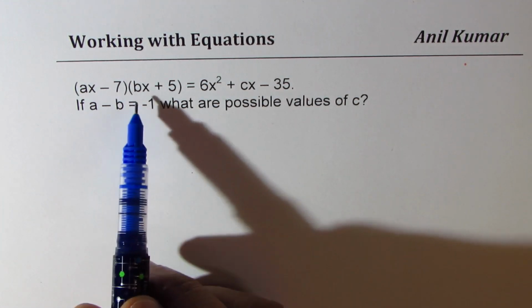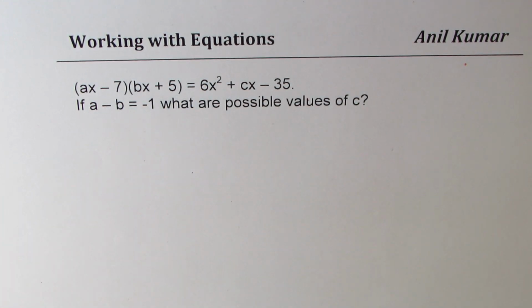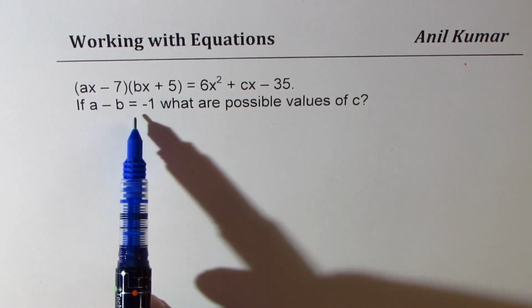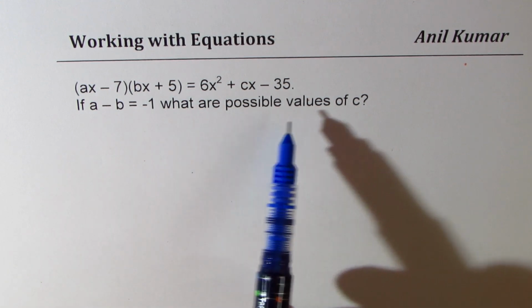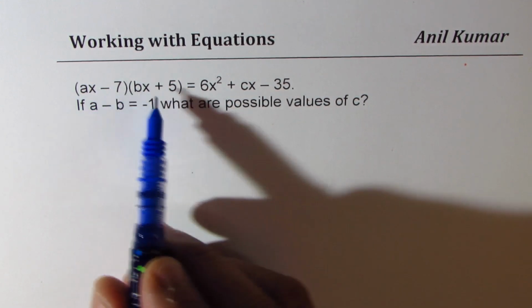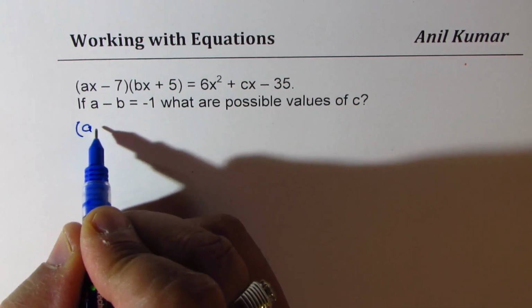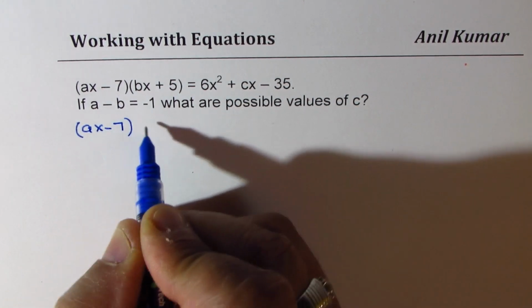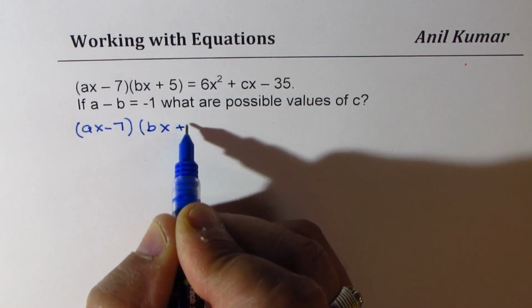(ax - 7)(bx + 5) = 6x² + cx - 35. If a - b = -1, what are possible values of c? Okay, so let us expand this expression and see what we get: (ax - 7)(bx + 5).